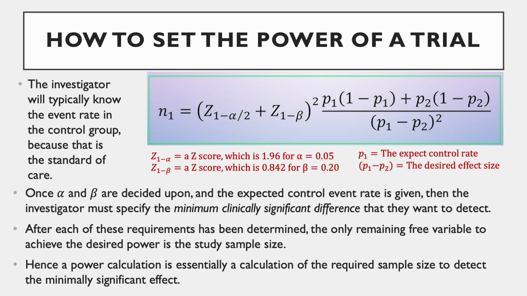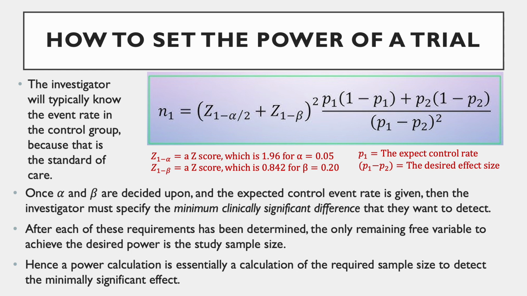So this is the equation here on the upper right that describes the relationship between the power, the type 1 error rate, the sample size, and the baseline event rate, and also the minimal treatment effect, the minimal significant treatment effect. And this is a complex relationship.